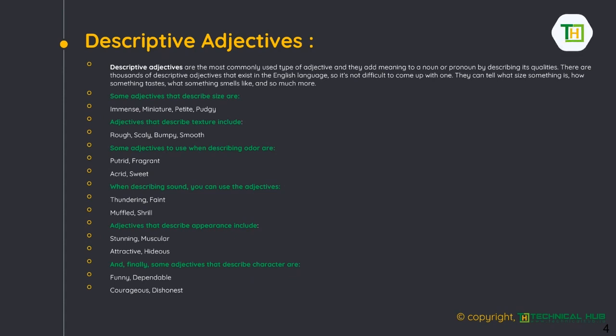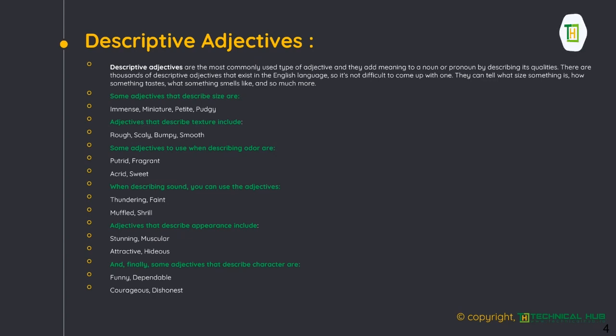Adjectives that describe texture include rough. How that design, how that tiles look like. We apply tiles at home, no? So how does that look? Rough or scaly or bumpy or smooth. Some adjectives to use when describing odor, odor means smell, are fragrant, then acrid, sweet, some fragrance will get. Then when describing sounds, you can use the adjectives thundering, faint, muffled, shrill, all these you can use.